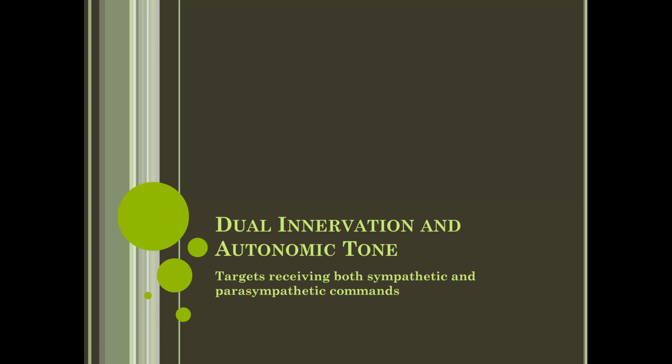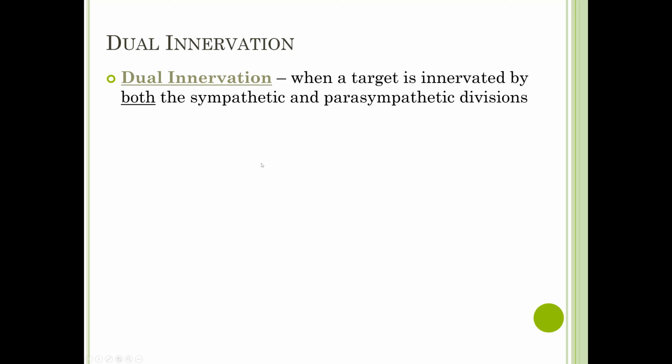In this section, we'll look at dual innervation and autonomic tone. So we're going to focus on targets receiving both sympathetic and parasympathetic commands, and we'll also briefly talk about targets that get just sympathetic commands. So dual innervation refers to when a target gets commands or is innervated by both the sympathetic and parasympathetic divisions of the autonomic nervous system. A good example of this is the heart.